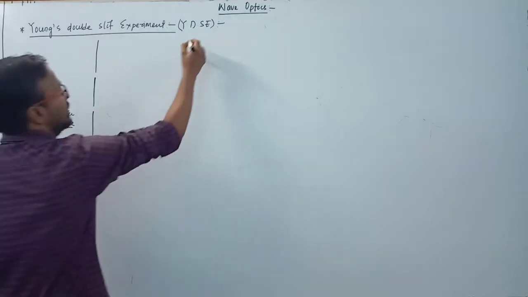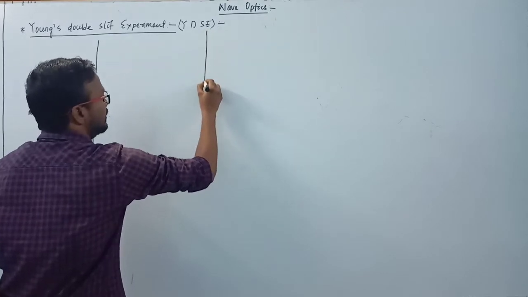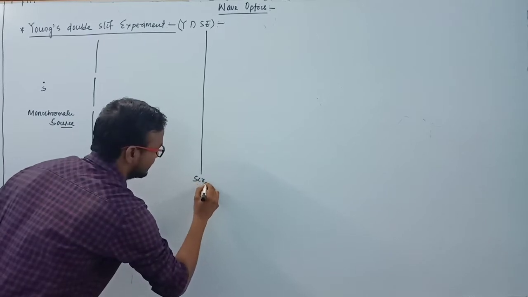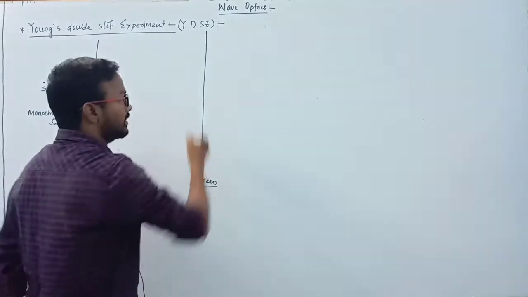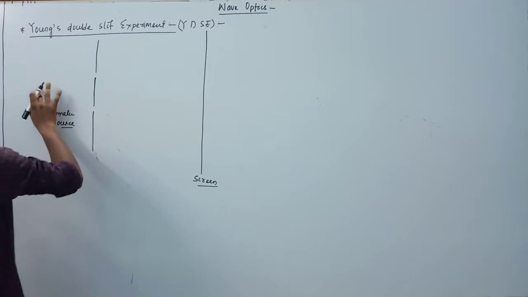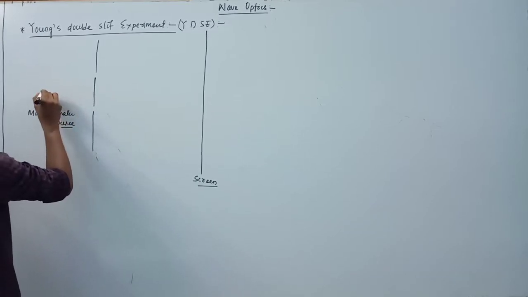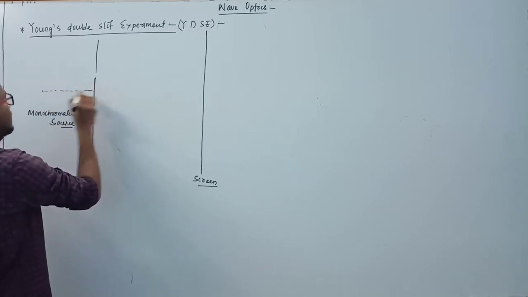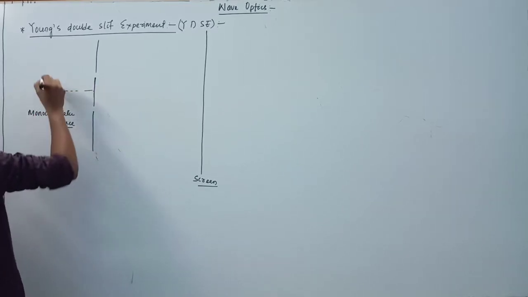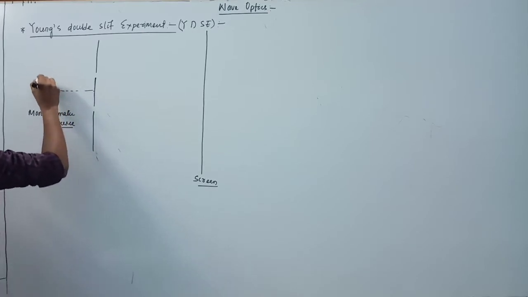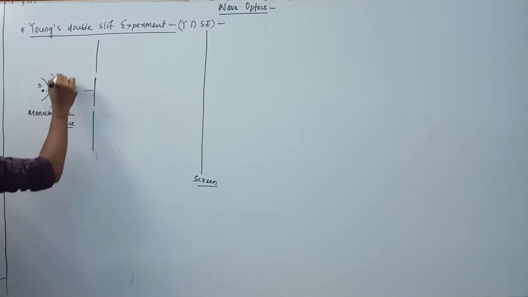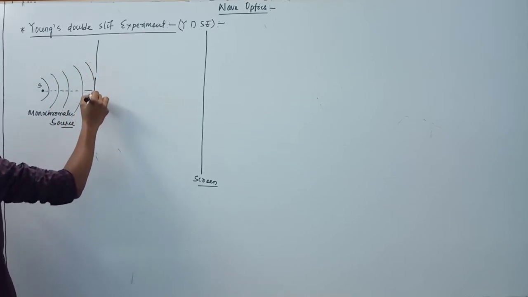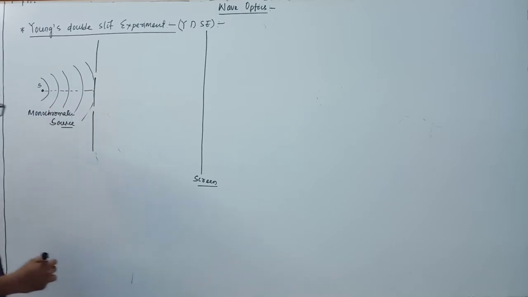And there is a slit, and there is a screen where we will find the interference pattern. So here there is a source S, which is in the middle of the slit, clear? And this source S radiates light in this direction, and we already know these are the wave fronts of the light source.